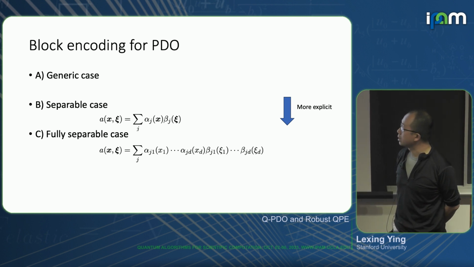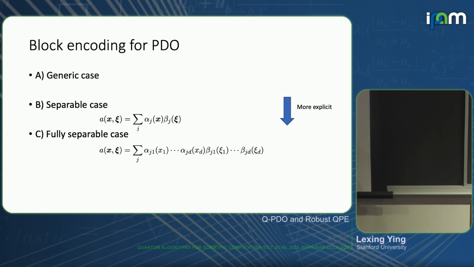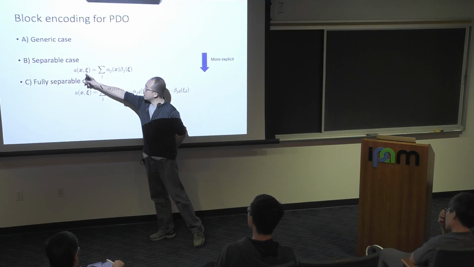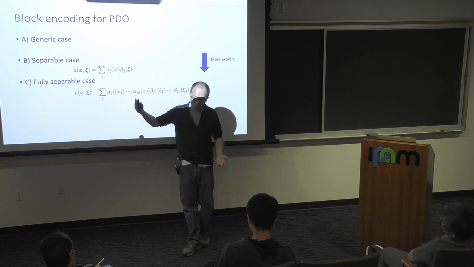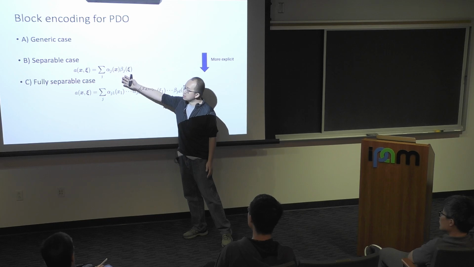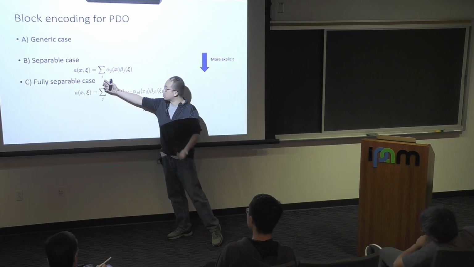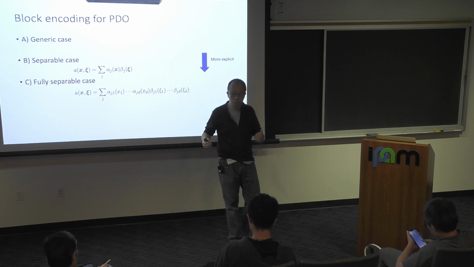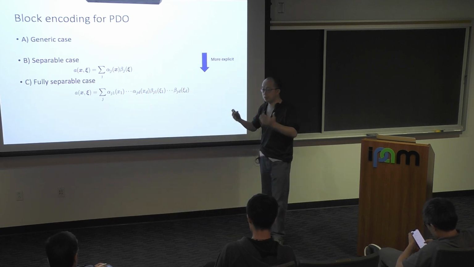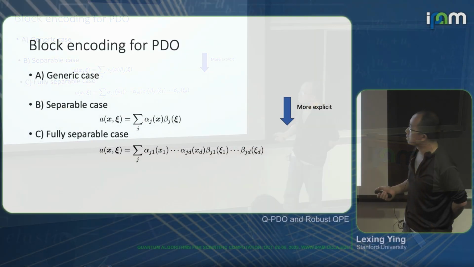I will start from the most general case, and then go to a slightly more special case, which I call separable. The reason for calling it separable is that you should think about a(x,ξ) as a huge matrix where rows are indexed by x and columns are indexed by ξ. What this formula essentially says is that a(x,ξ) has a low-rank decomposition, where the different modes of the decomposition are indexed by j, from 1 to a certain not too large number, maybe 10, 20, 100 or something. This is the separable case.